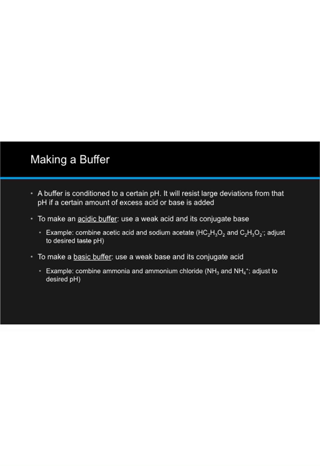To make a basic buffer, we use a weak base and its conjugate acid. For example, we might combine ammonia, NH3, and the conjugate acid of ammonia, ammonium, in the form of ammonium chloride. Again, we can adjust the pH within bounds to certain desired values. All buffers maintain a more or less constant pH with the additions of some foreign outside source of acid or base to them.